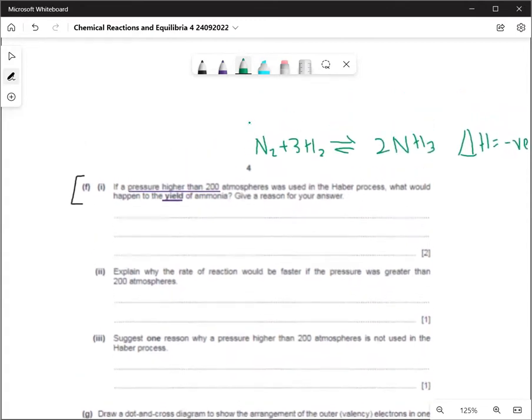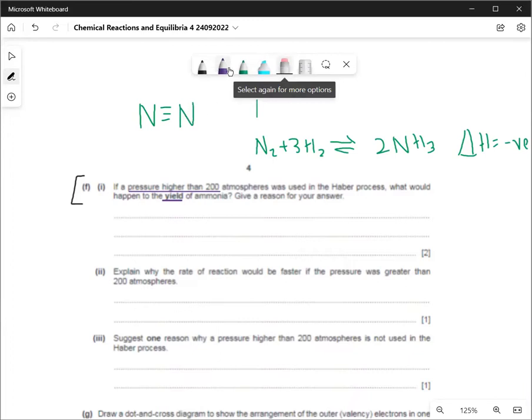Left. Now you tell me how many particles of N do we have here? 2. No, 1. Look at the number in front. That's one particle, right? They're not two separate particles, they're one particle together. That's one particle of N2. So we have one N2, we have 3H2.